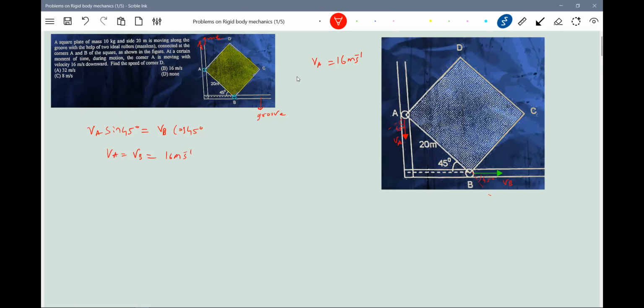It is asking to get the speed of this point D. So after having these values, we will trace the instantaneous center. This will be the instantaneous center. So this will become RA. I should take a contrast color. This will be RB.